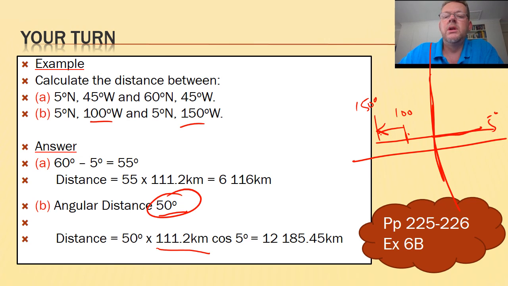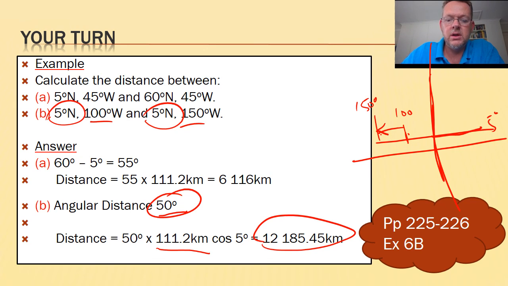Multiplied by 111.2 kilometers per degree, and then we're going to multiply it by the cosine of the angle of latitude. In this case it was 5 degrees north, so multiplying it by cosine 5, and that should give us a total of 12,185.45 kilometers.